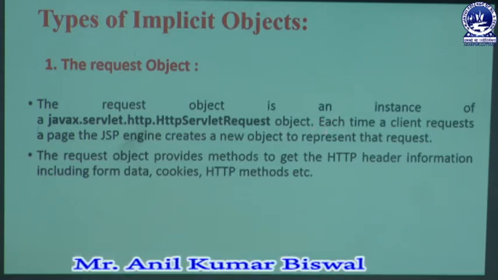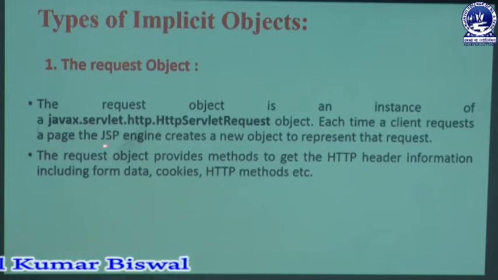Each time a client requests a page, the JSP engine creates a new object to represent that request. That means whenever the user provides any type of request from the client to the system, our JSP engine, at that moment a new object is created which represents that request. By using that request, a user can solve their relevant problems or queries related to a specific type of concept.